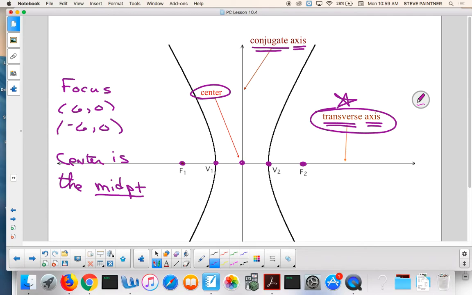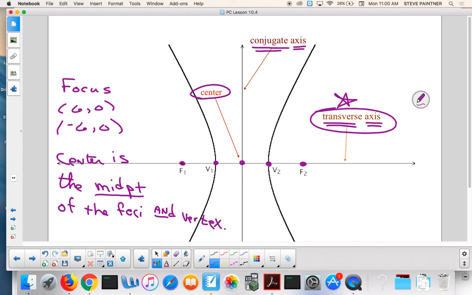The center is the midpoint of the foci. And what else? The vertex, yeah. So if the book ever gives you a couple vertices, the center is the midpoint. If they give you the foci, the center is the midpoint. Okay.